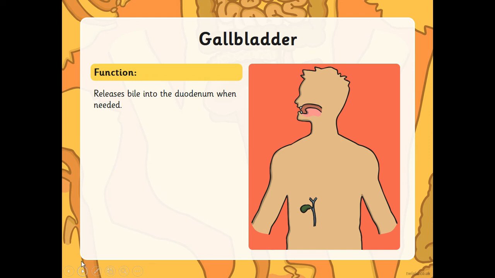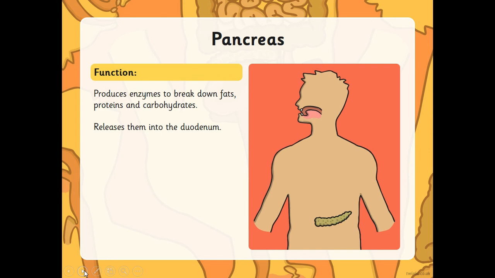And we've got the gallbladder, which releases bile. So there's the gallbladder. So we had the liver above there, the gallbladder releases bile into the duodenum when it is needed. Okay, so I think we're going to move on to the duodenum. Oh no, pancreas. So we've got this funny looking thing here, which produces enzymes to break down fats, proteins and carbohydrates. So all those different enzymes with their particular jobs, and they are released from the pancreas into the duodenum.